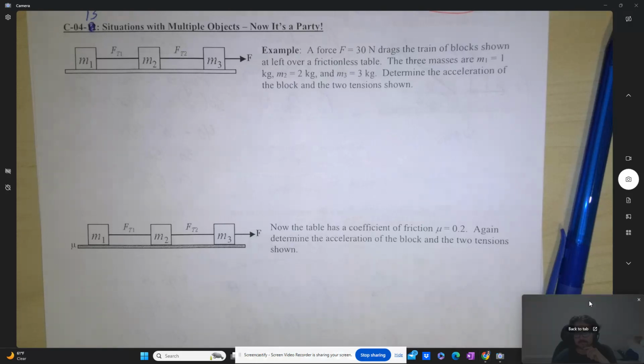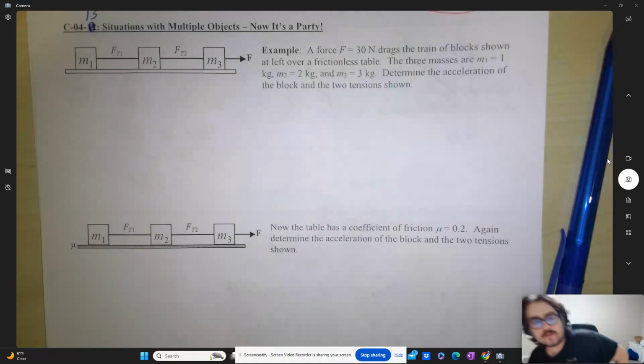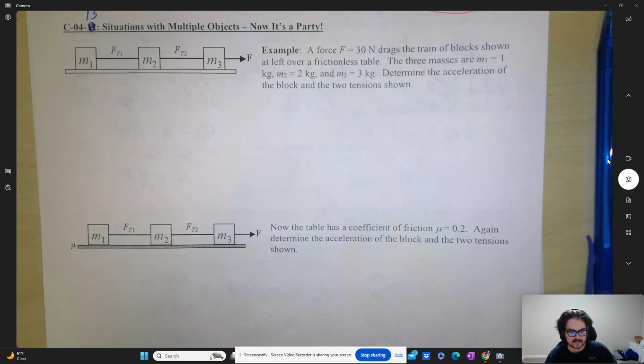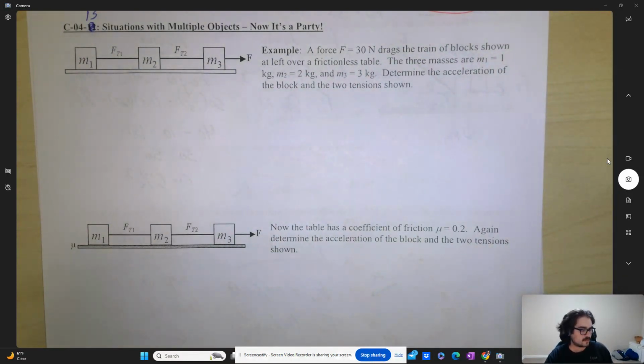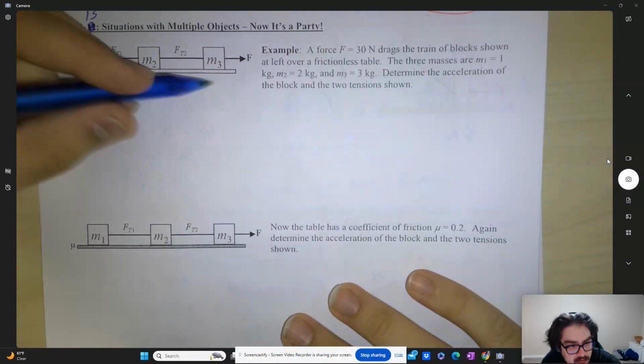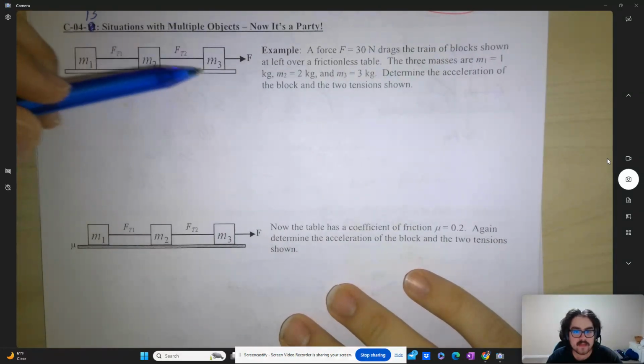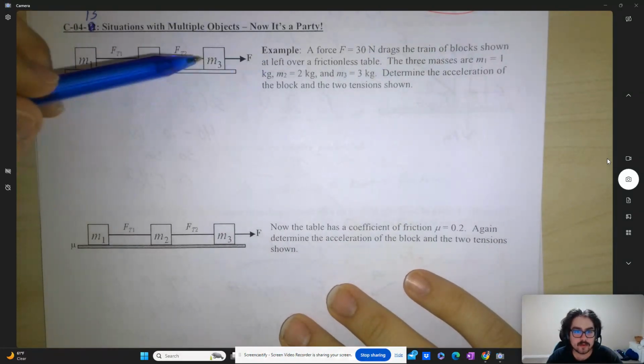All right. Let's take a look at situations with multiple objects. This looks confusing, but it's really not that bad. It can be kind of daunting, but it's really not too bad. So we have three objects that are all attached by a cord attaching one and two, a cord attaching three and four, and then you have a force pulling block three.